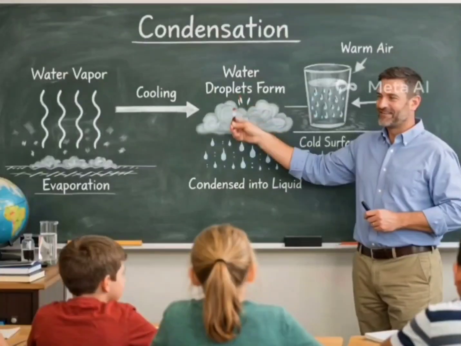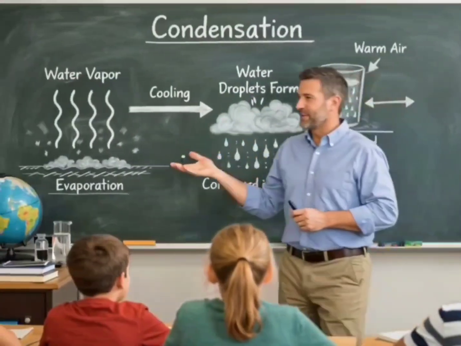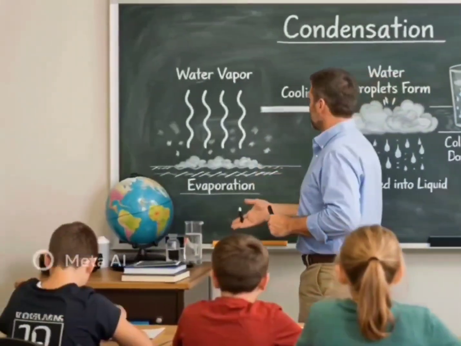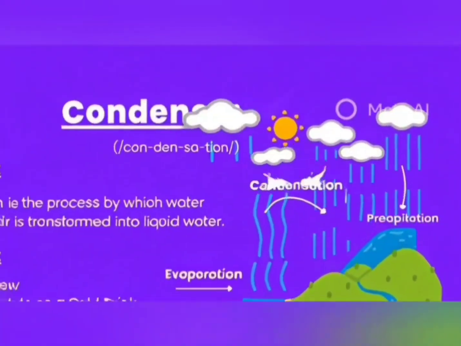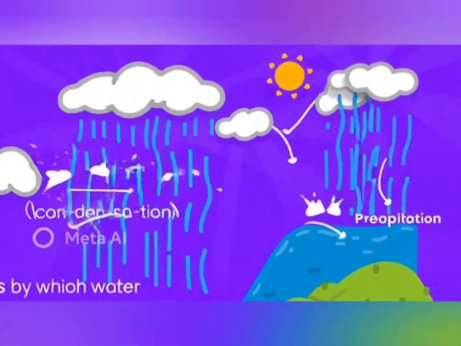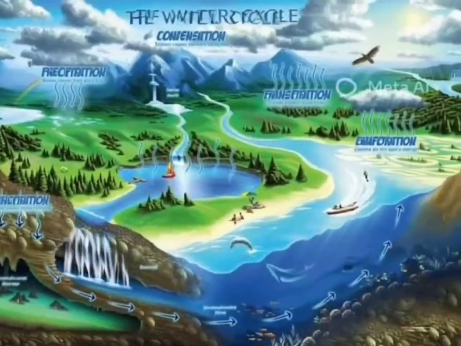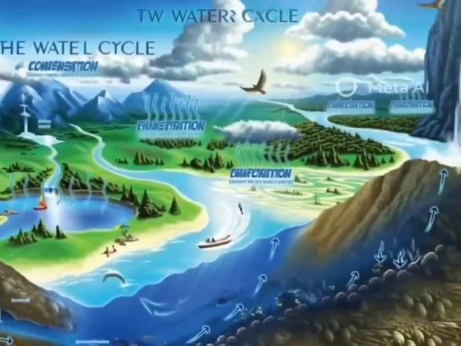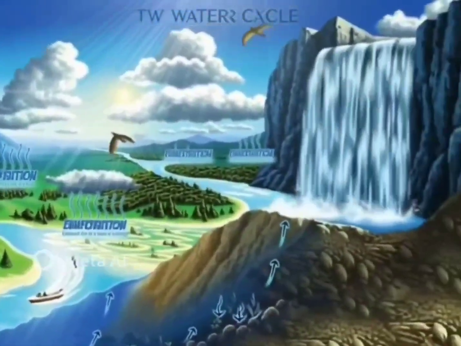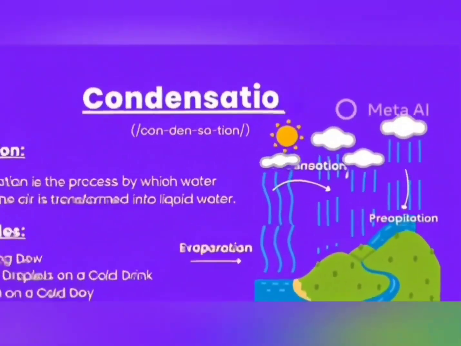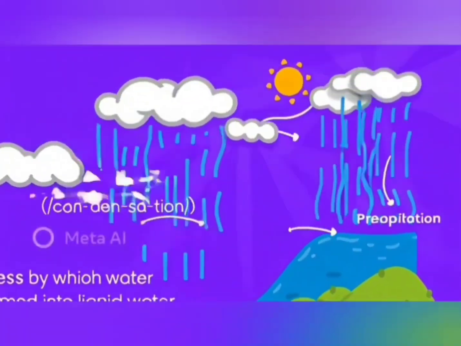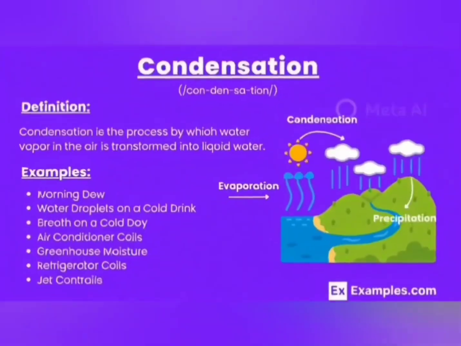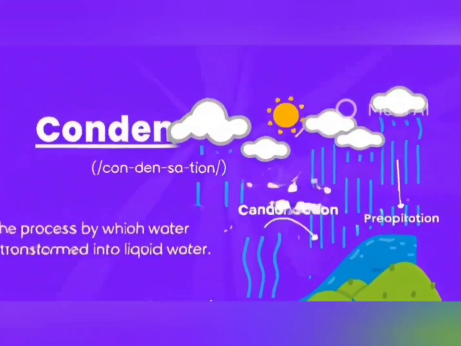How condensation works. Condensation happens because of temperature changes. When warm air, which can hold more moisture, touches a cold surface or enters a cooler environment, the water molecules slow down and clump together to form droplets. Common examples in daily life. You see condensation in action more often than you might realize.